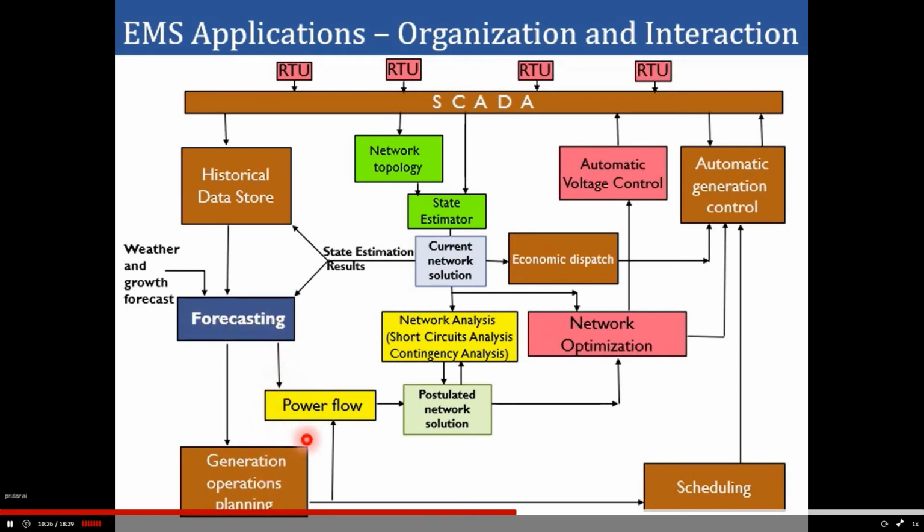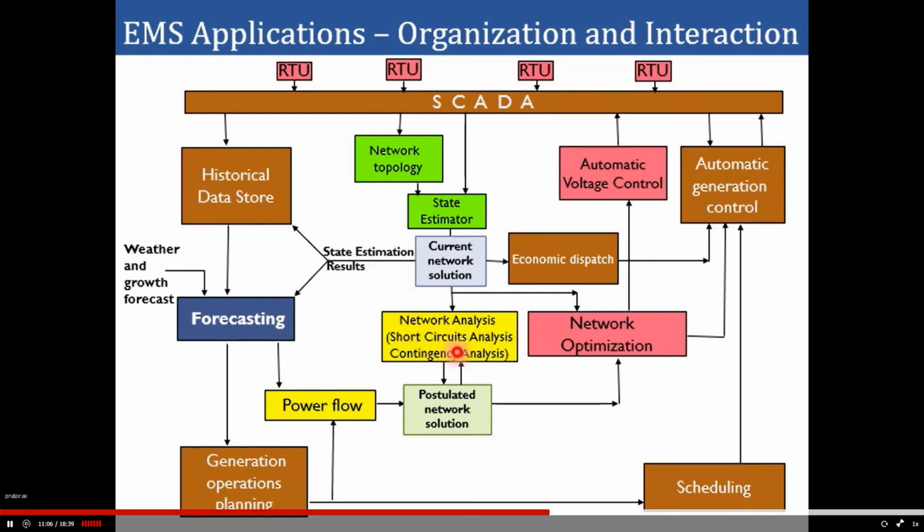This forecasting information will be utilized by power flow to run the postulated network solution. This postulated network solution will be processed by the network analysis application, which mainly runs the short circuit analysis and contingency analysis. So with the help of short circuit and contingency analysis, the information on the security of the power system network will be achieved. We will know how the system will behave when there is a contingency in the system.